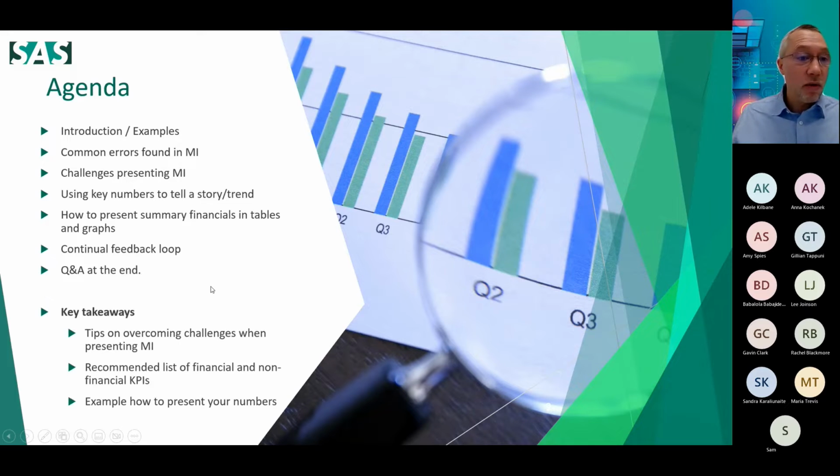In terms of key takeaways, what can you expect? There'll be tips on overcoming challenges in presenting the MI, a recommended list of financial and non-financial KPIs, and also some examples of how to present your numbers.